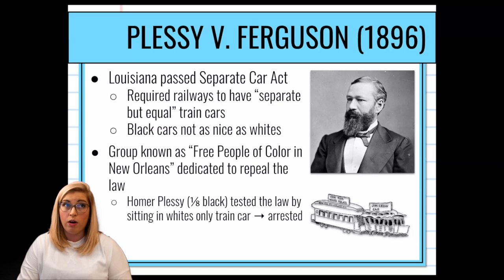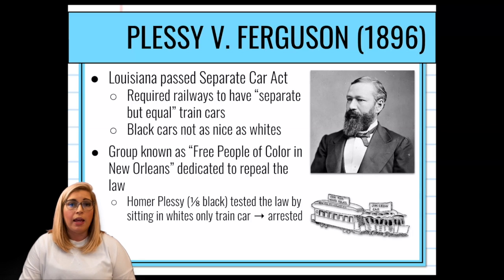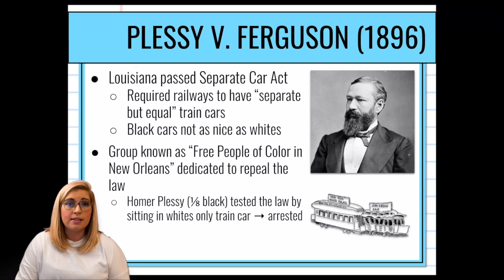One of his great grandparents was actually black, but in the time of Jim Crow, in the time of segregation, the late 1800s, if you had a drop of black in you, you were considered black. He appeared white, but again, people knew that he had black in him. He said, okay, we're going to test the system.